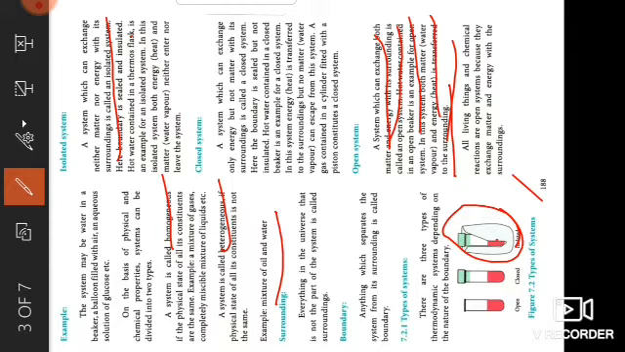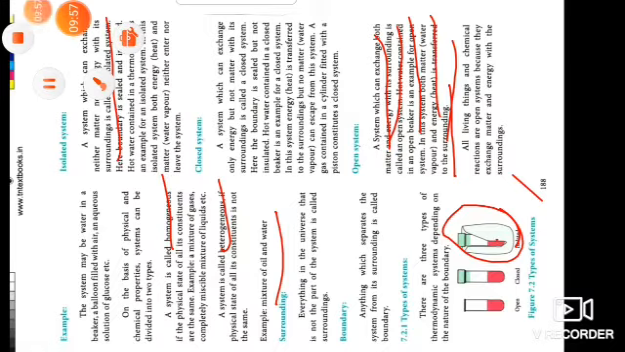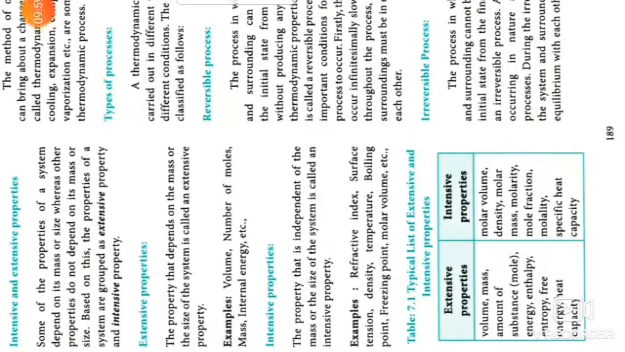So that is called: all living things and chemical reactions are open systems because they exchange matter and energy with the surroundings. Okay, so this is another one. Next one is, what is meant by intensive property and what is meant by extensive property?